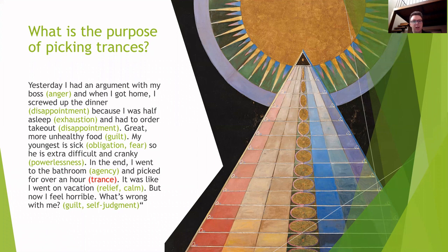So she says, yesterday I had an argument with my boss, so she was angry. And when I got home, I screwed up the dinner, so she was disappointed. Because I was half asleep, so she was exhausted because she had a very long day. And I had to order takeout. Disappointment again. Great, more unhealthy food. Guilt. Why guilt, you might ask?